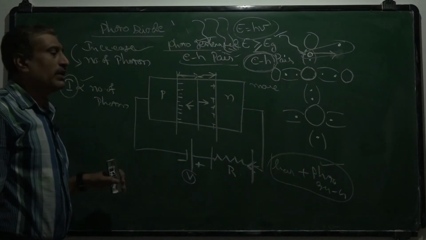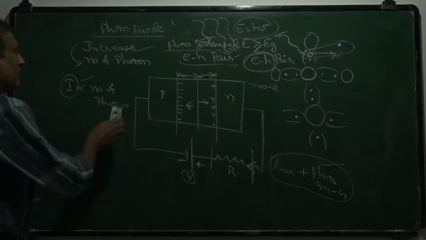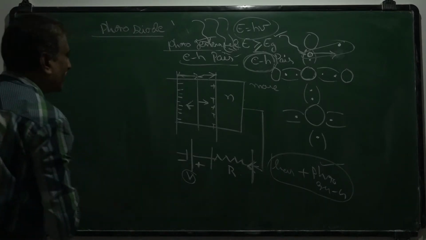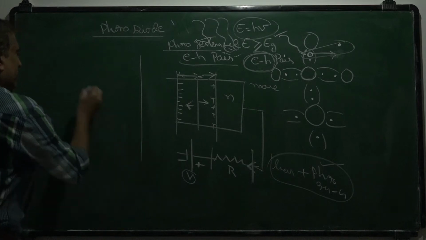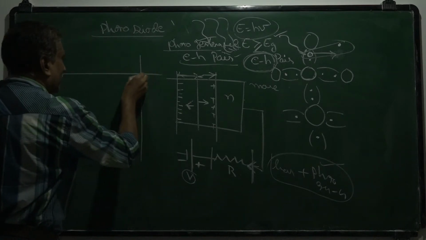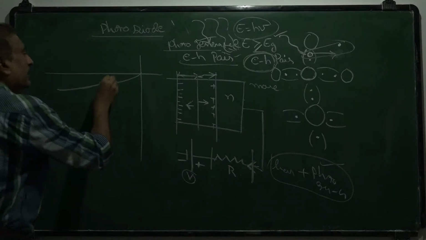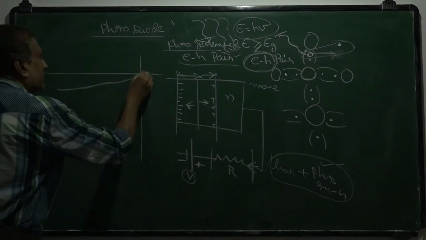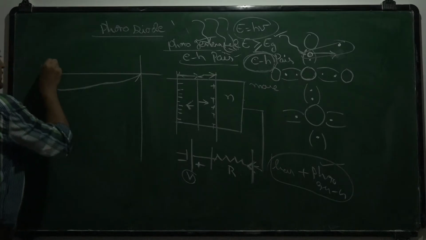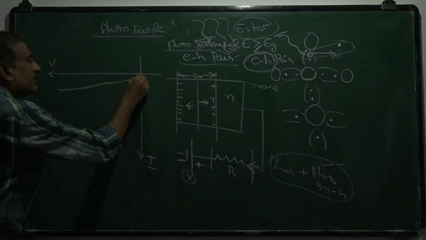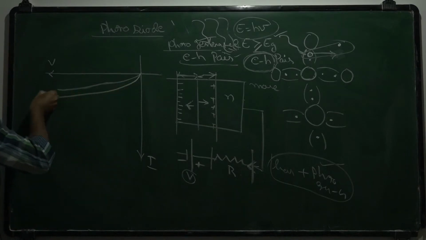So the characteristic curve of this photodiode, actually in a reverse-biased PN junction, the curve is like this. We get it like this. But if we increase the intensity, this is the voltage axis, this is the current axis, more current flows through the circuit like this.